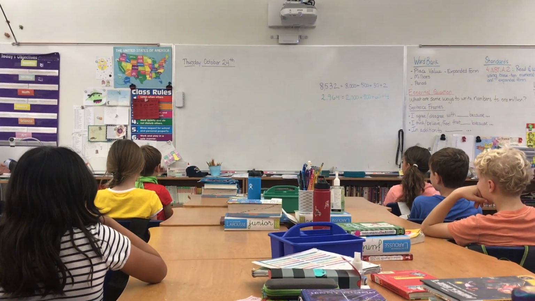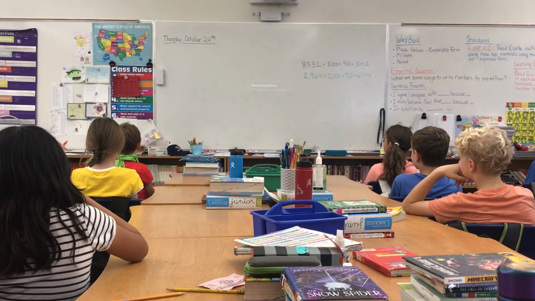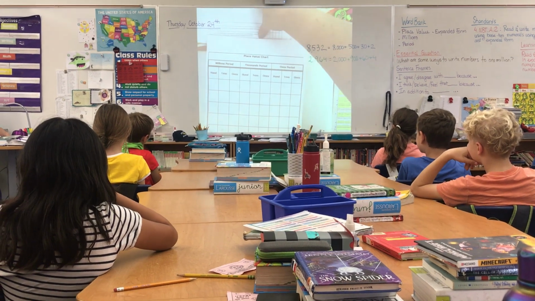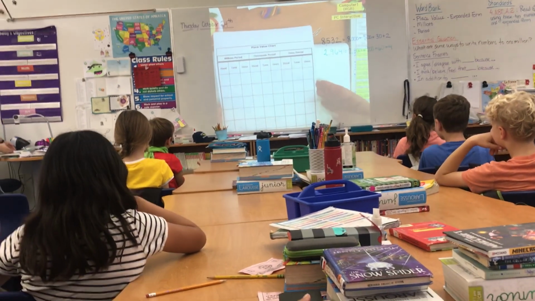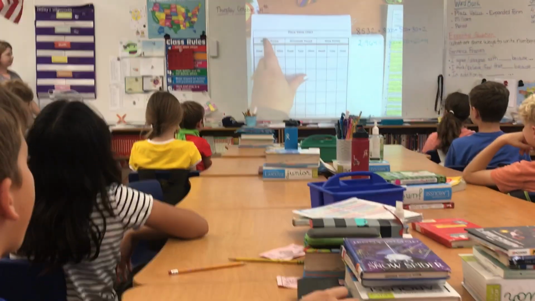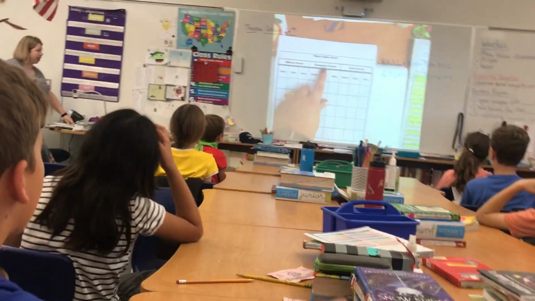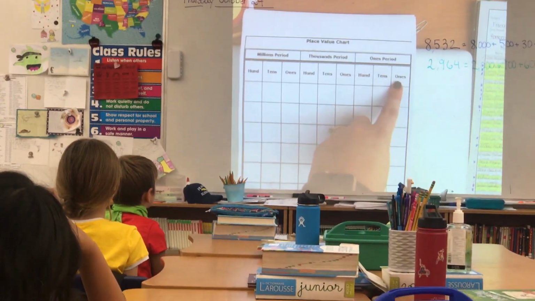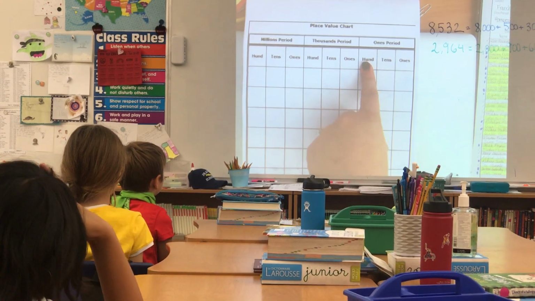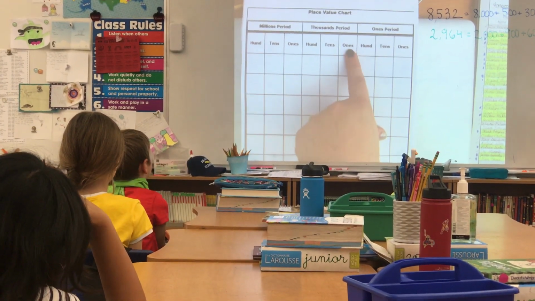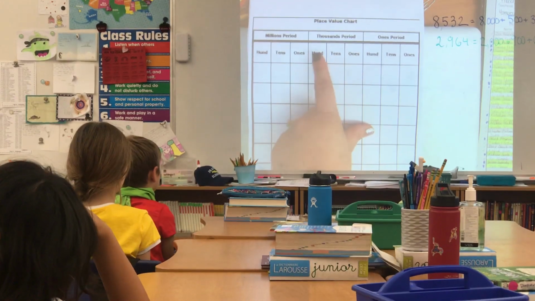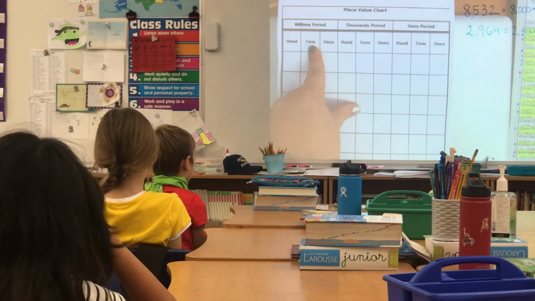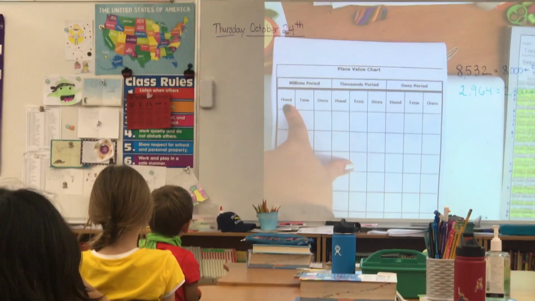There we go. Bring that down just a notch. There we go. So, place value chart. What you see next is here we have the millions period, the thousands period, and the ones period. In the ones period, we have ones, tens, and hundreds. In the thousands period, we have 1,000, 10,000, 100,000. And in the millions period, we have 1 million, 10 million, and 100 million. Does everybody see that? Yes.